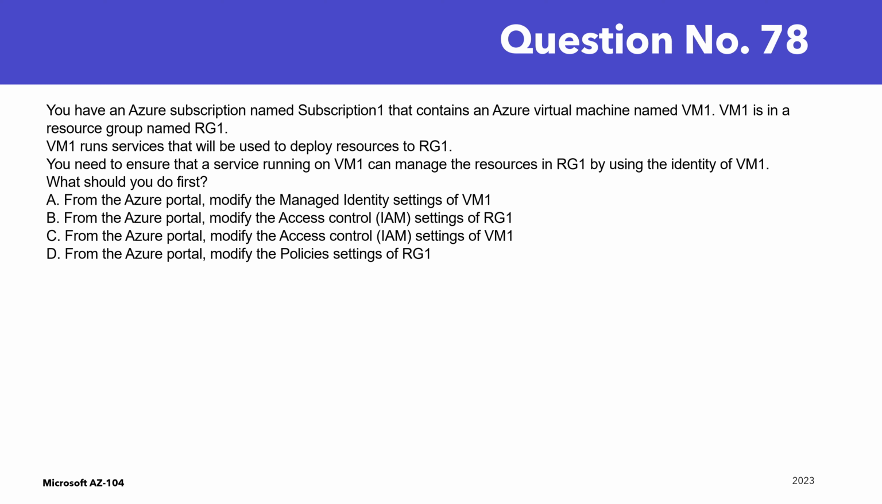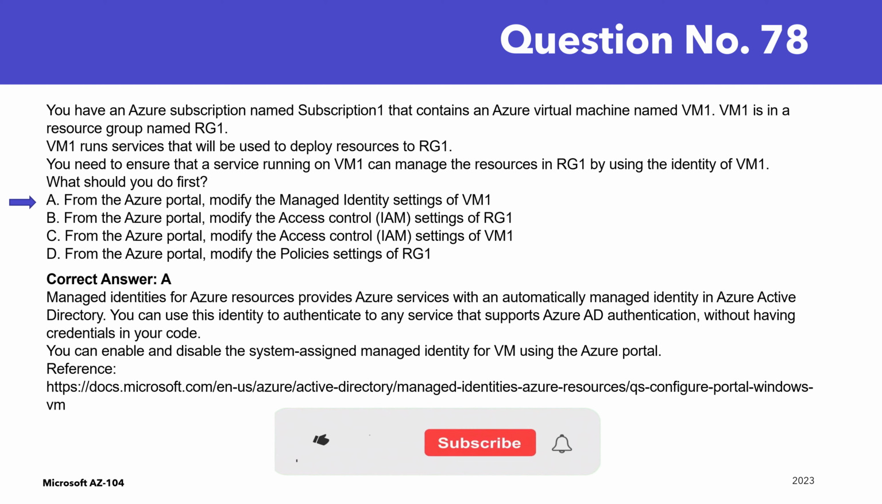A. From the Azure portal, modify the managed identity settings of VM1. B. From the Azure portal, modify the access control, IAM, settings of RG1. C. From the Azure portal, modify the access control, IAM, settings of VM1. D. From the Azure portal, modify the policies settings of RG1. Correct answer: A.